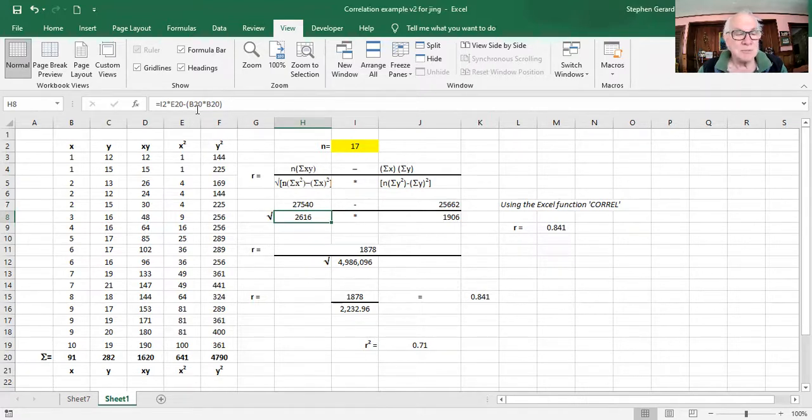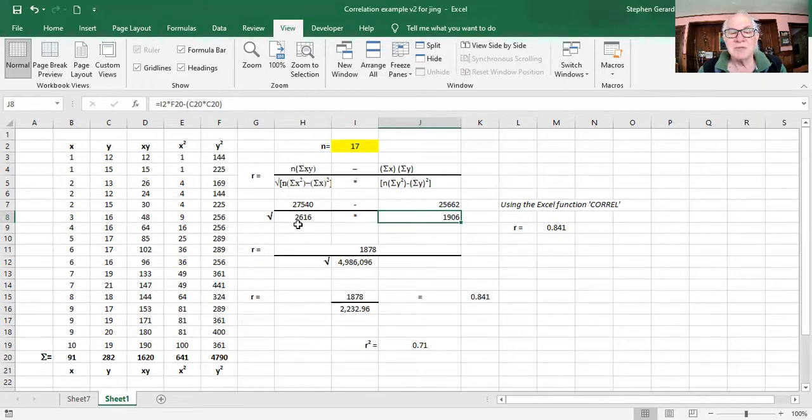There's B20, which is this thing here, and I multiply it times itself. So I took N, I2, which is 17, times the sum of the x's squared, which is E20, minus B20 times itself. I did the same thing here. Working that process through gives me the top part; subtracting this from this gives me 1876.